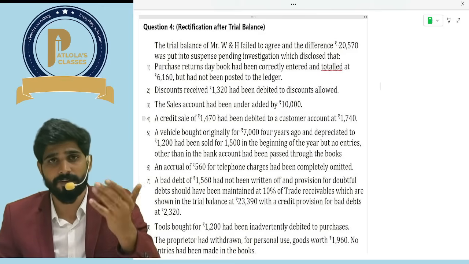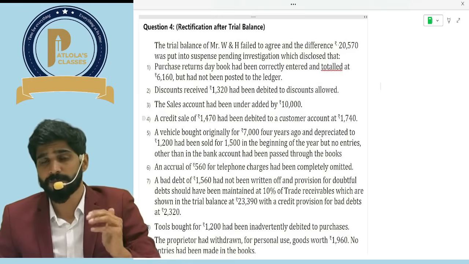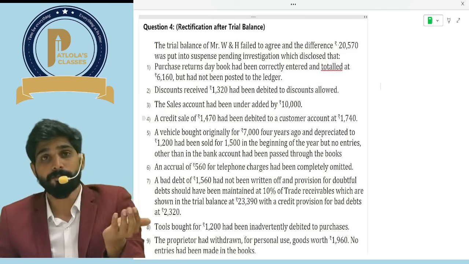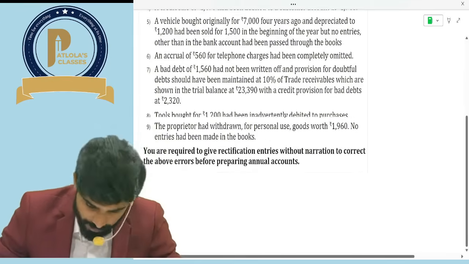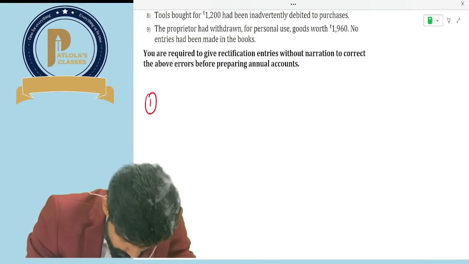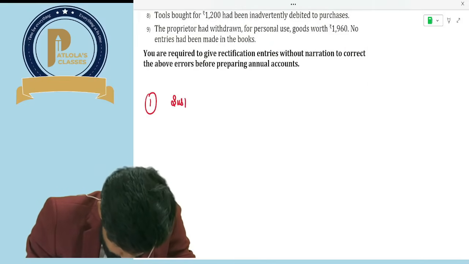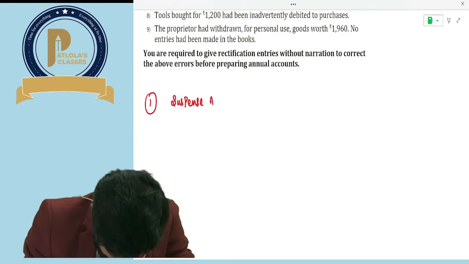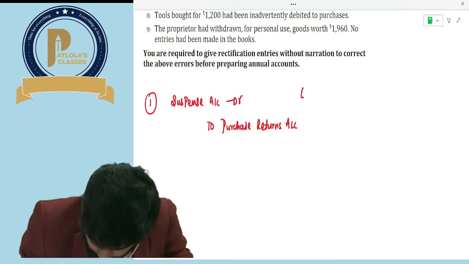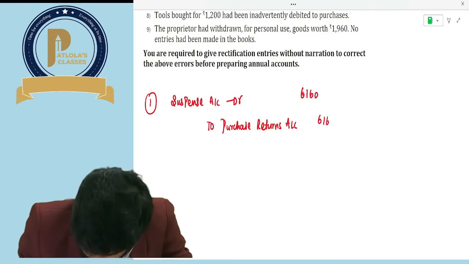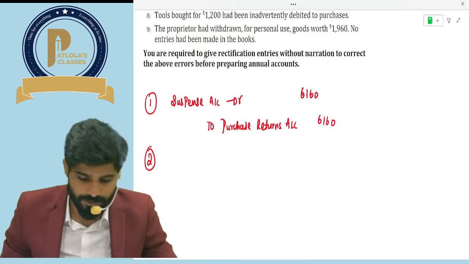Now that we are rectifying this error, suspense account should be debited and purchase returns has to be credited. So the first rectification entry will be suspense account debit to purchase returns account. How much is the amount? 6160, 6160.